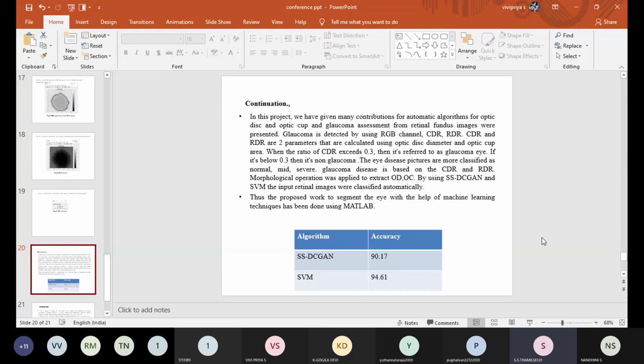So in classification, what result are you finally giving? Is this a glaucoma affected image or is it a pure image? Is it so? Yes, ma'am.